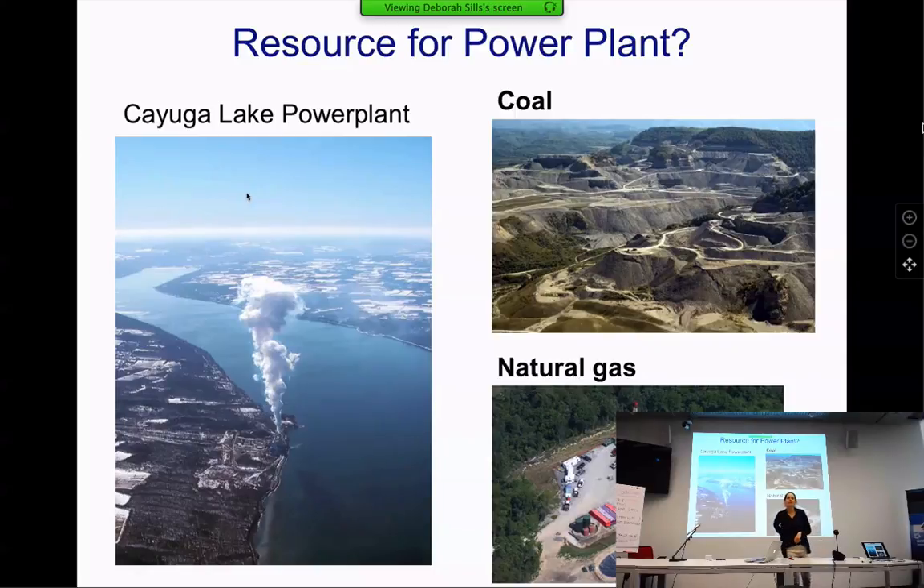Oh, I'm sorry. So the question was, if you're deciding what you want to power this 400 megawatt power plant with, if you have to choose between coal and natural gas, what types of things would you consider?